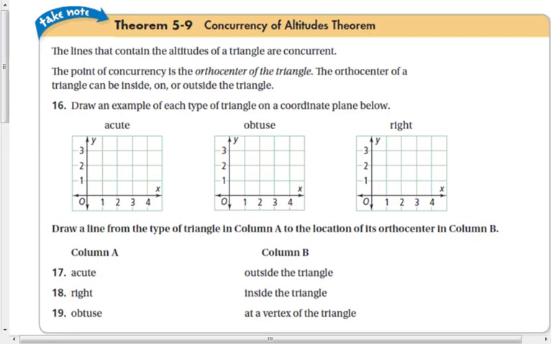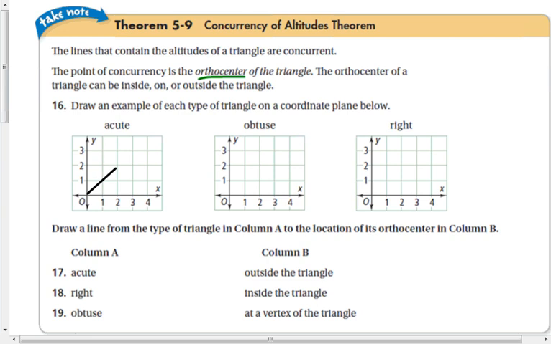All right, concurrency of altitudes. The lines that contain altitudes of a triangle are concurrent. The point of concurrency is the orthocenter of the triangle. The orthocenter of a triangle can be inside, outside, or on the triangle. So we're going to draw an example of each type of triangle on the coordinate plane below. I'll help you draw those, and then you can go ahead and try an acute triangle.